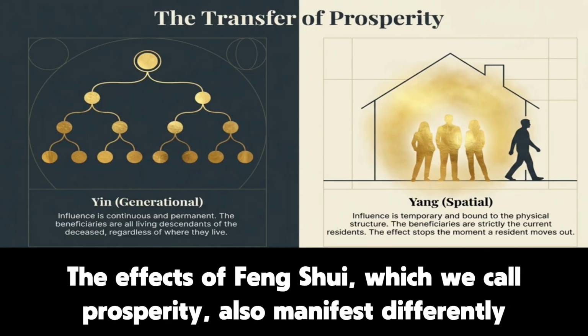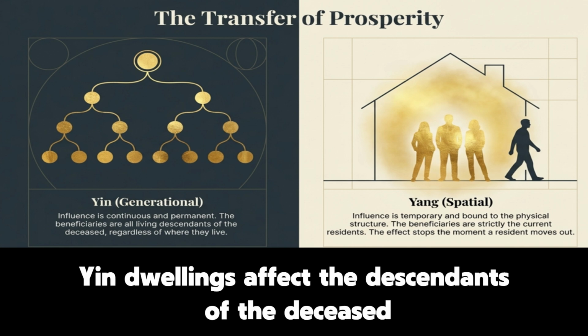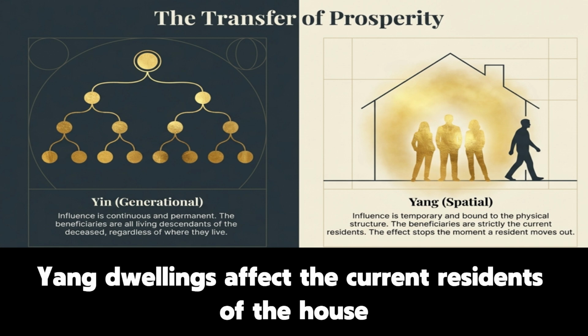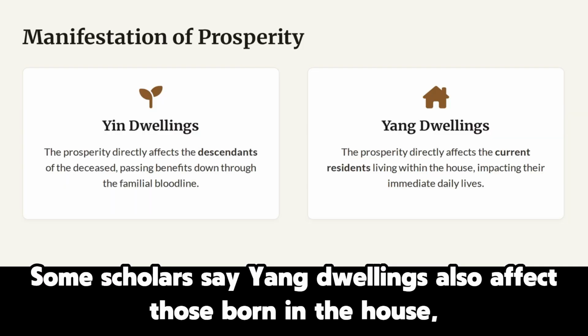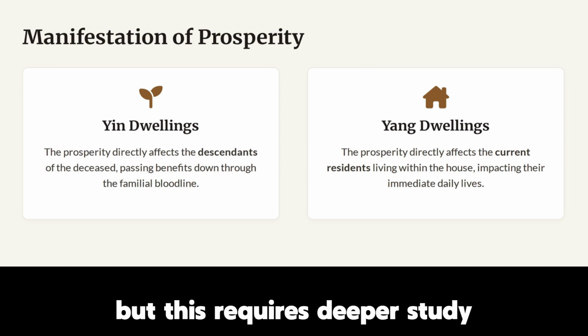The effects of Feng Shui, which we call prosperity, also manifest differently. Yin dwellings affect the descendants of the deceased. Yang dwellings affect the current residents of the house. Some scholars say yang dwellings also affect those born in the house. But this requires deeper study.